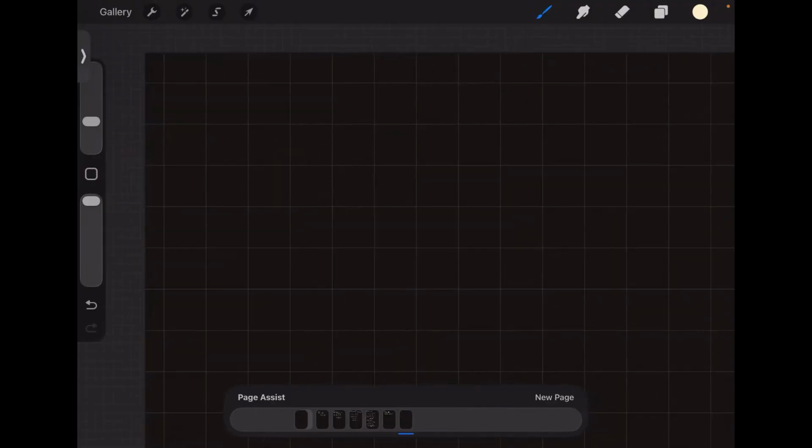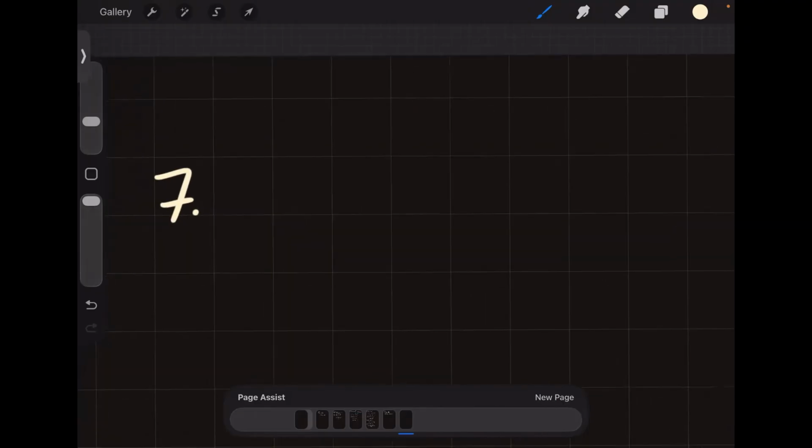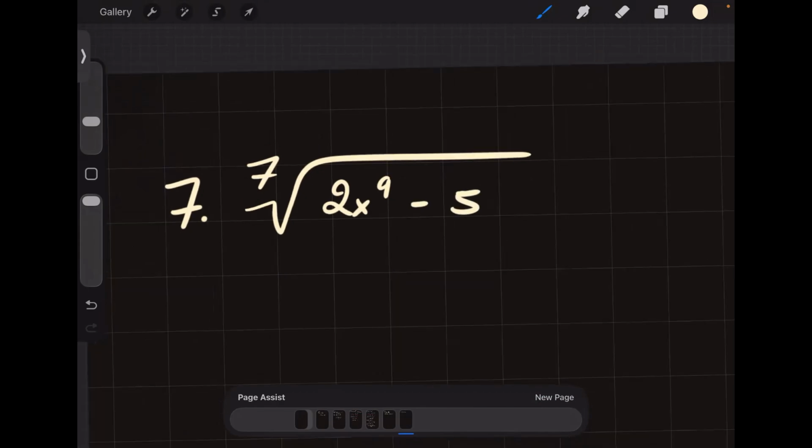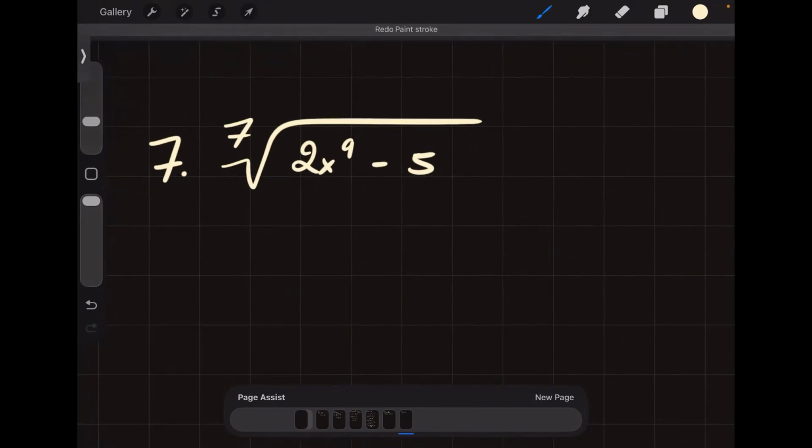Okay, what if I gave you... Ooh, this one's fun. Give me number 7, okay? These all come from my notes, so please do all the problems in my notes, all right? So number 7 is the 7th root of 2x to the 9th minus 5, right? How would you do that?